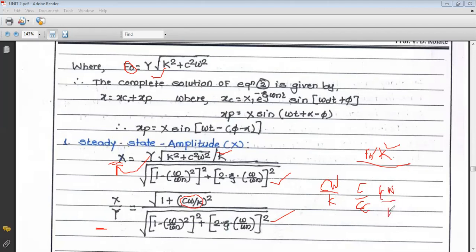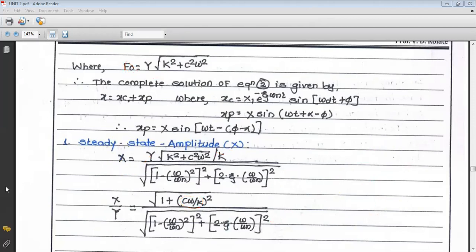We multiply and divide by cc. So c by cc is zeta, we already know, and this is omega, this is cc. Now we know that cc is 2m omega n. So if we take this m to this side, that becomes omega n square. So omega n square in the denominator and omega in the numerator, that becomes omega n. So that is 2 zeta omega upon omega n. So we already considered this.